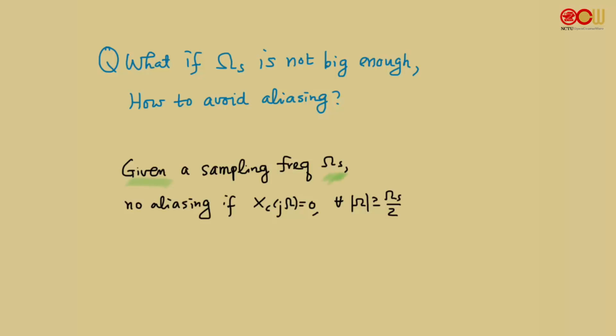From the sampling theorem, we know that if the sampling frequency is given to us, omega s, there is no aliasing if X_c(j omega) is nicely band limited, equal to 0 for all omega greater or equal to half omega s. What if this condition is not satisfied? There will be aliasing, right? But we don't want aliasing. So what we do is apply an anti-aliasing filter.